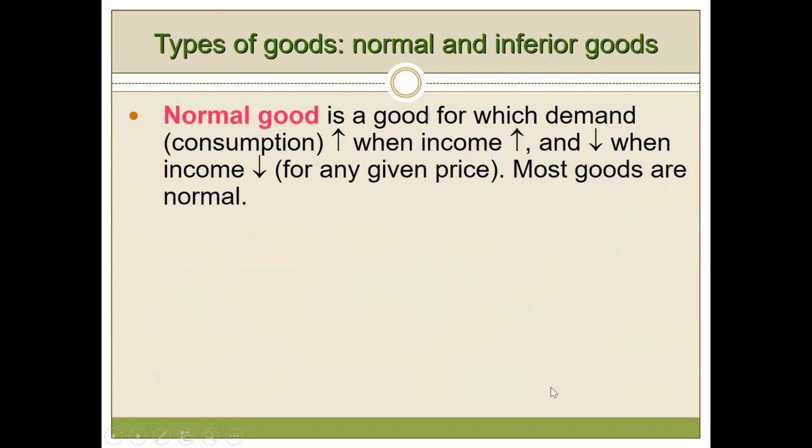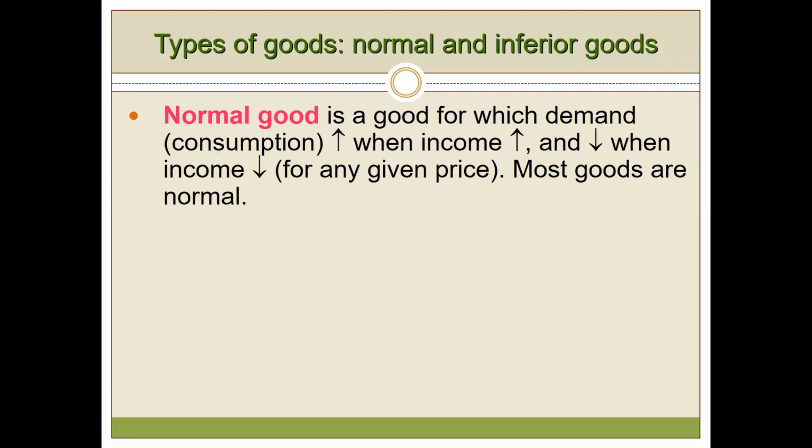Now, let's again have a look at different types of goods. There are two different classifications. We can separate goods into normal and inferior goods, and also we can distinguish between substitutes and complements. So let's have a look at the first classification, normal and inferior goods.